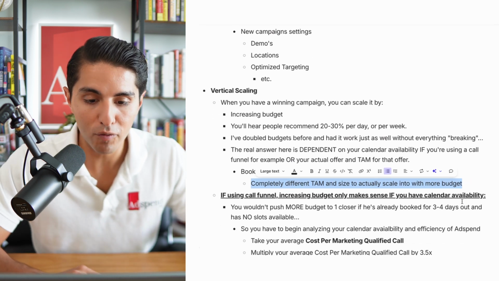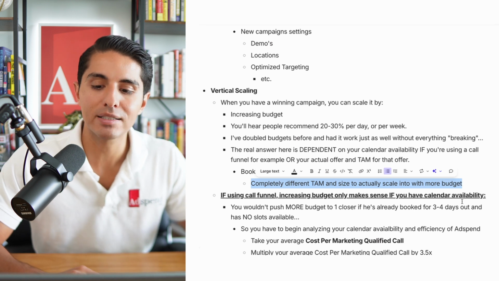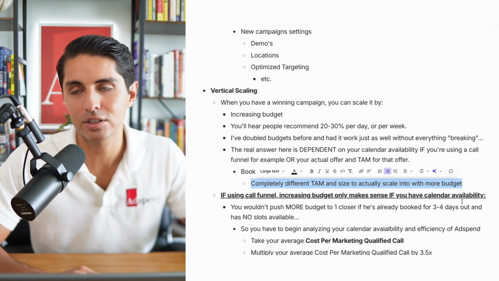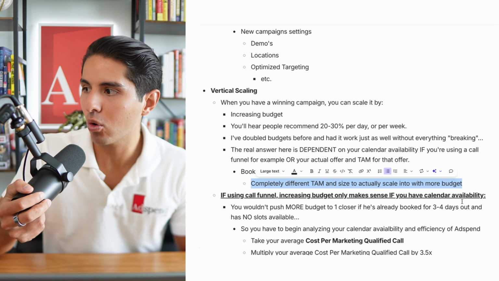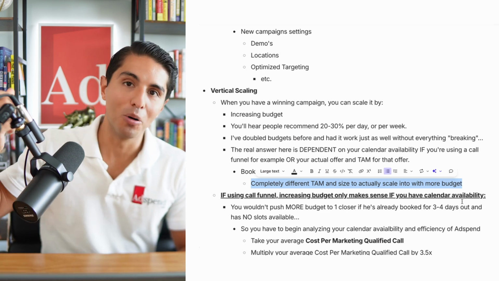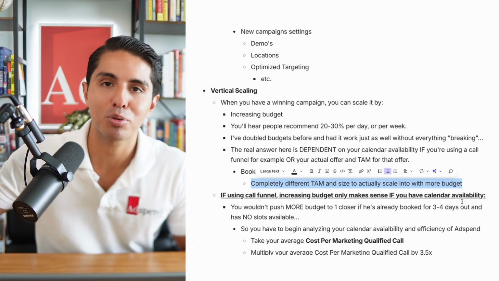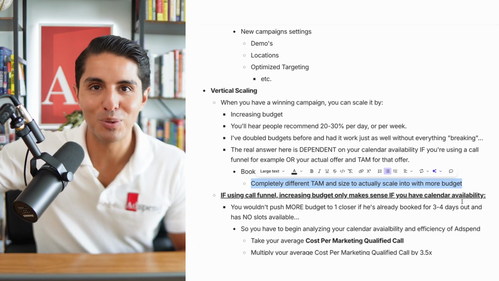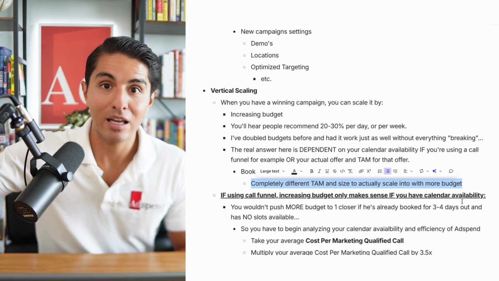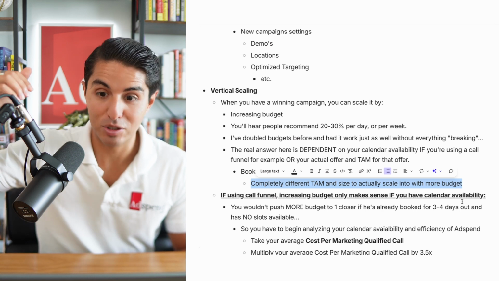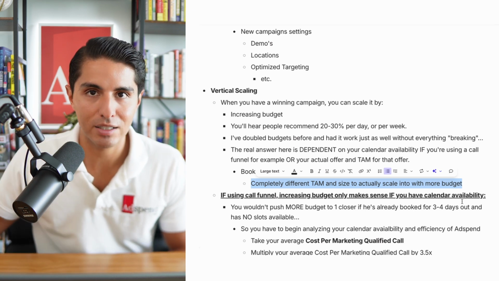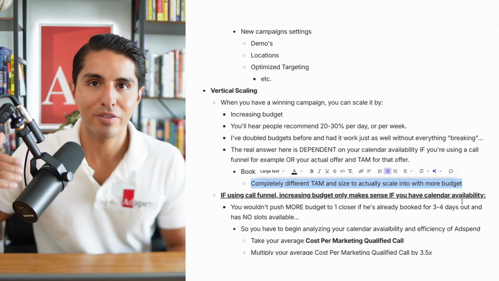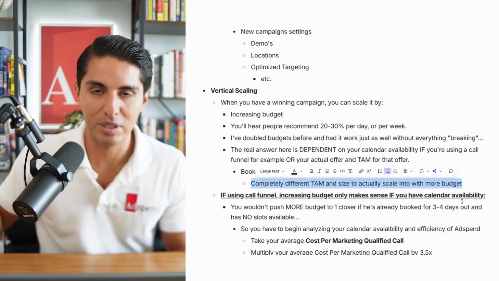So if you're using a call funnel, increasing budget only makes sense if you have calendar availability. And this is actually something I learned from my good friend Cole Gordon a while back, when I was like, bro, you're profitable. Like this is crushing. I helped him basically maximize what he was doing on YouTube ads. He wasn't doing any of these strategies I'm telling you right now. And I just gave him a few things from a consulting capacity that helped him make an extra $100,000 a month minimum in his business for his B2C offer at that time.